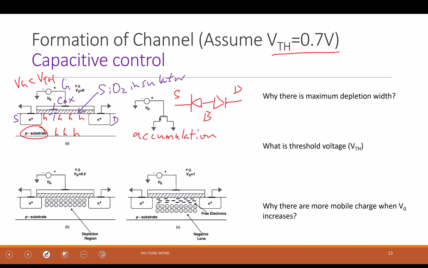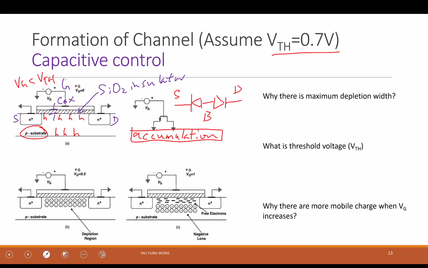Why do I call it accumulation? Because the substrate started with p-type. I have a lot of holes. And now I apply a negative voltage at the gate. It attracts even more holes to the surface. We care about the surface. So it accumulates a lot of holes.